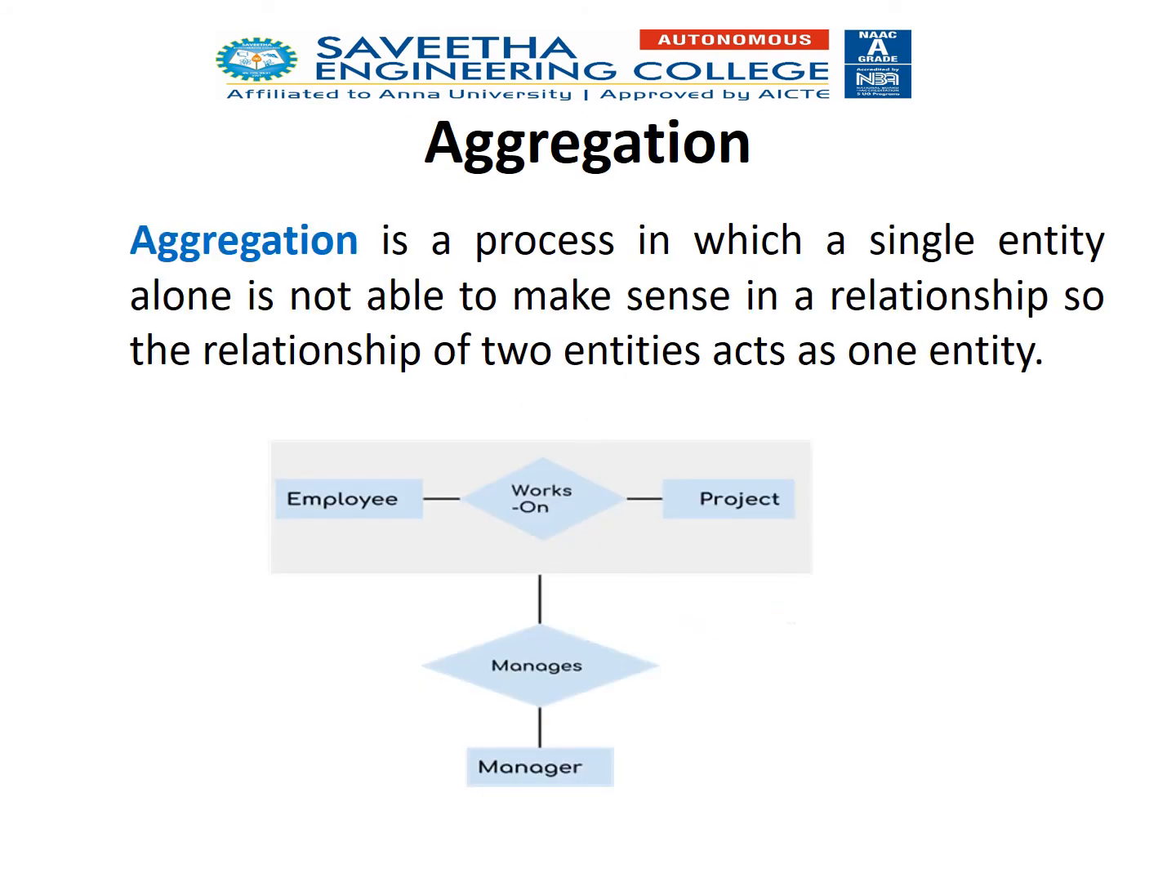Next is aggregation. Aggregation is one of the specialized properties of the ER diagram. In some cases, we cannot consider only a single entity. We want to group two or more entities as a single entity. So aggregation is the process in which a single entity alone is not able to make sense in a relationship, so the relationship of two entities acts as one entity.